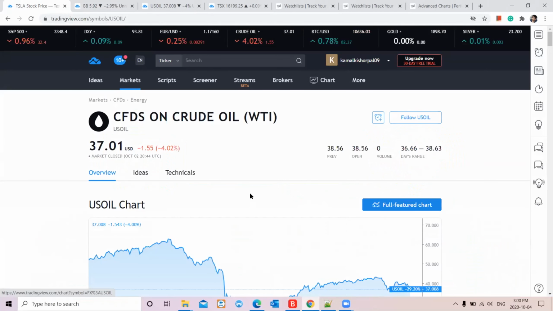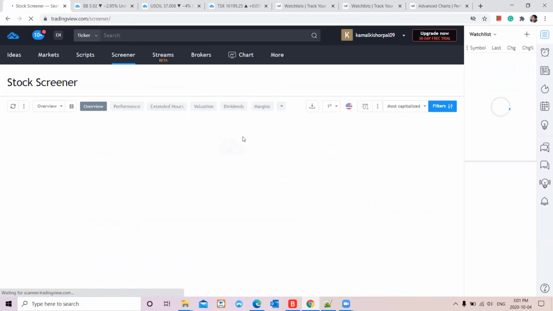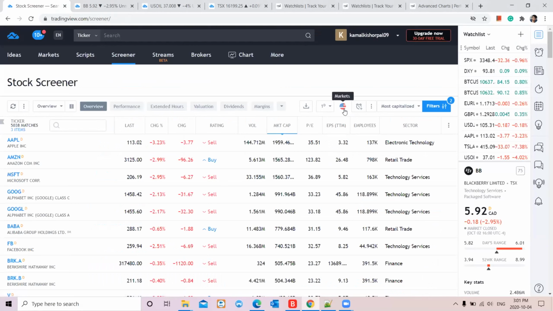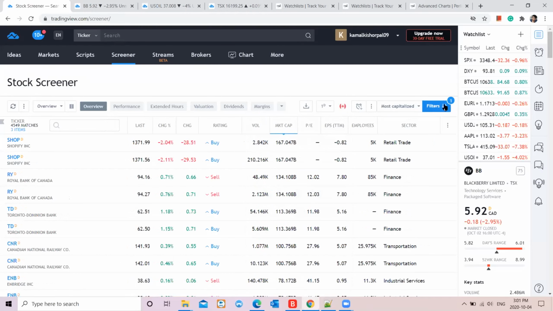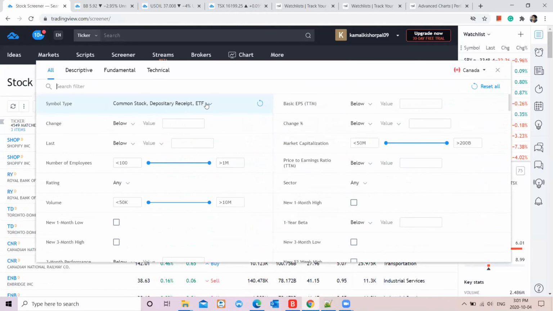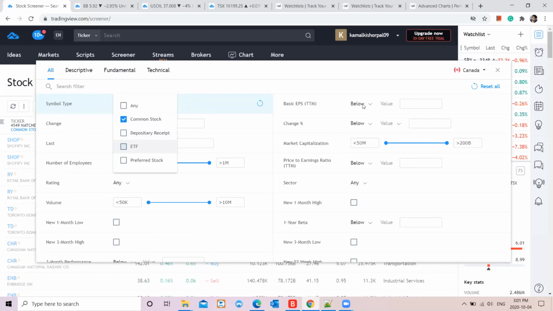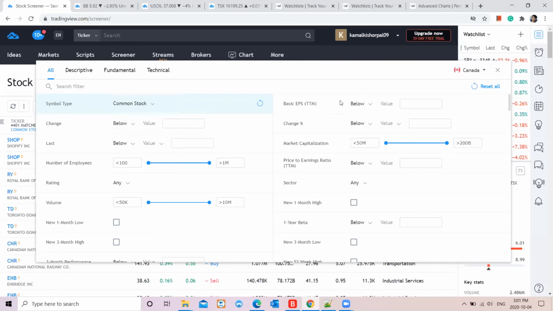Someone on the call was asking how we go through the screeners. Yeah. So on the TradingView stock screener, you can choose which stock market you are looking at. If you are looking for US stocks, select this. If you are looking for Canadian stocks, select Canadian. And in filters, you just need to select common stocks if you're looking for stocks, or ETF if you're looking for ETFs. For our discussion, we'll select common stock.